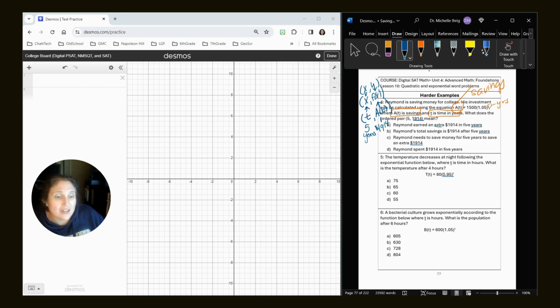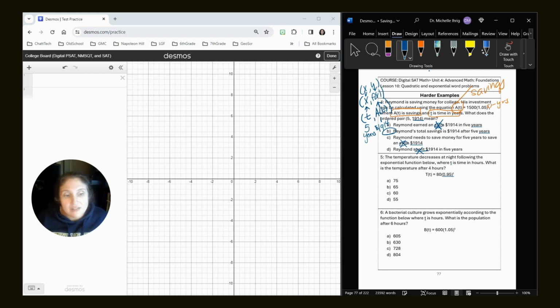Raymond earned an extra $1,914. No, this isn't the formula for how much extra money he has. This is the formula for how much money he has. So because of the word extra, it's not choice A. Raymond's total savings is $1,914 after 5 years. Yes, that is the correct answer. Let's just double check the rest. Raymond needs to save money for 5 years to save an extra. There's that word extra again. And Raymond spent $1,914 in 5 years, and that's not true. So choice B is the correct answer.